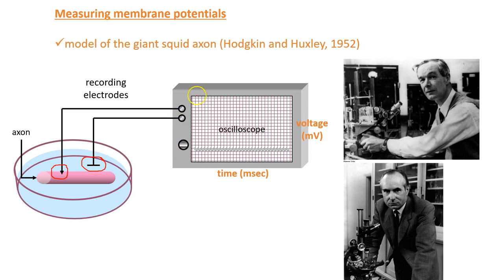And they hooked up these electrodes to an oscilloscope, which allowed them to view the changes in voltage over time, right? So it recorded millivolts, or voltage, and it did it in a very quick timing period, at the level of the millisecond. So in this way, they could observe what the electrical activity was in an axon.